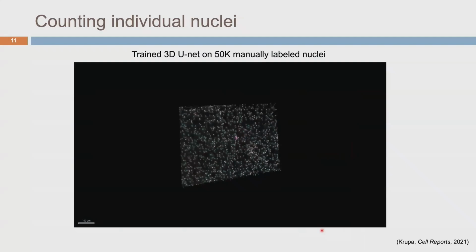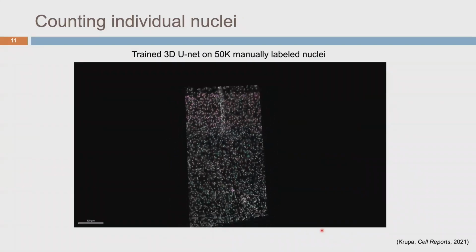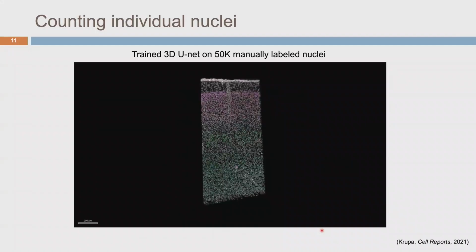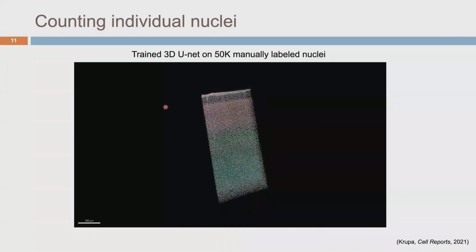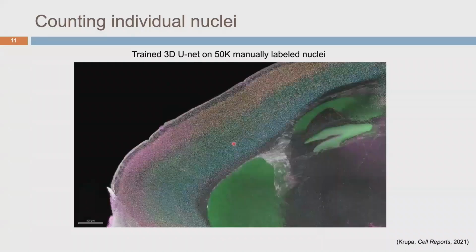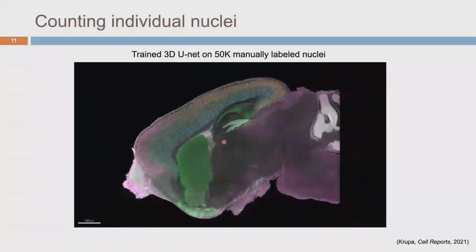So you can see that this technique can be used to count all the cells in the cortex, as well as to co-localize with markers for different cell types, upper or lower layer neurons. And each dot in this video here represents a different cell.